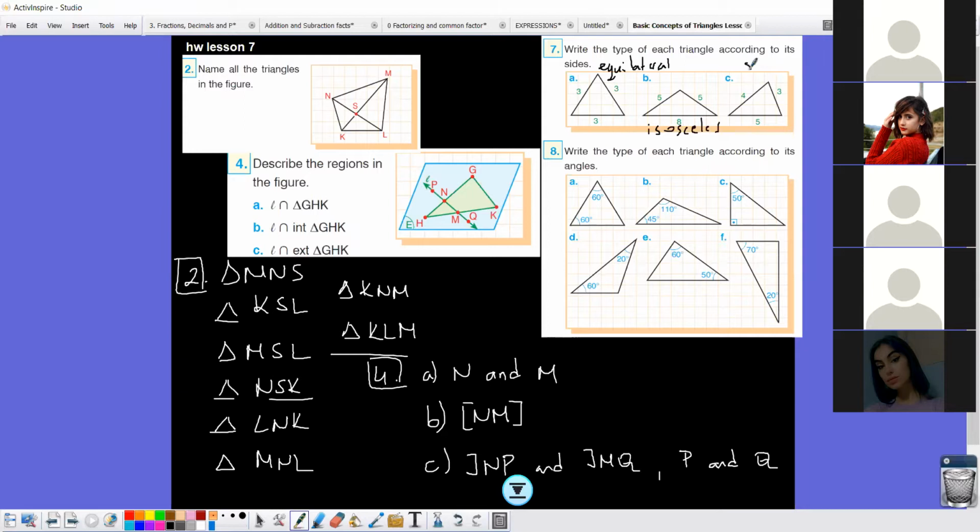Rumeysa? Teacher, I'm sorry, my electricity went down. Okay, it's not a problem. I have texted you. I didn't see. Scalene, teacher. Scalene, yes. These names are according to their sides, the length of the sides.